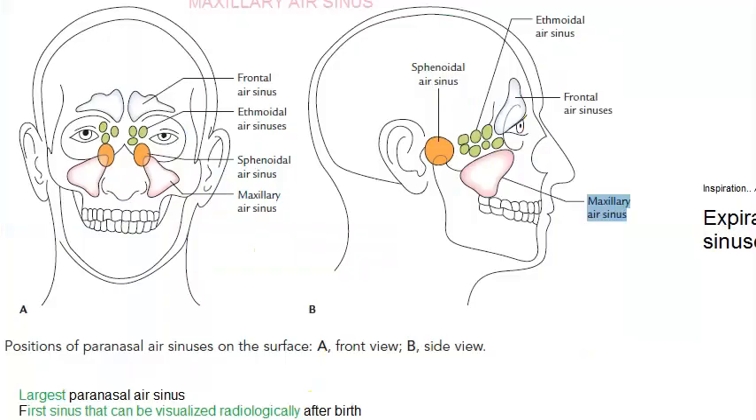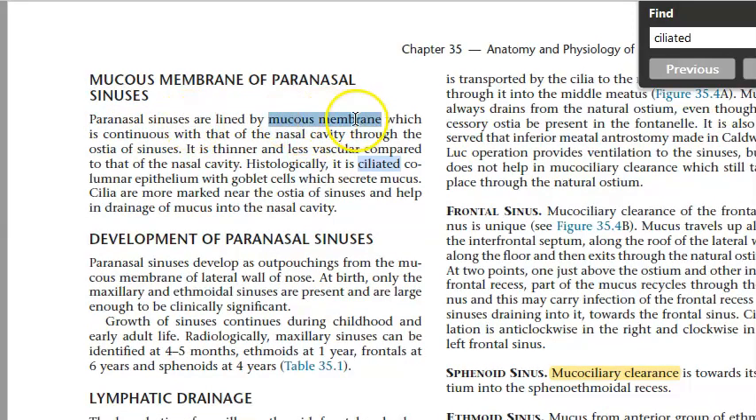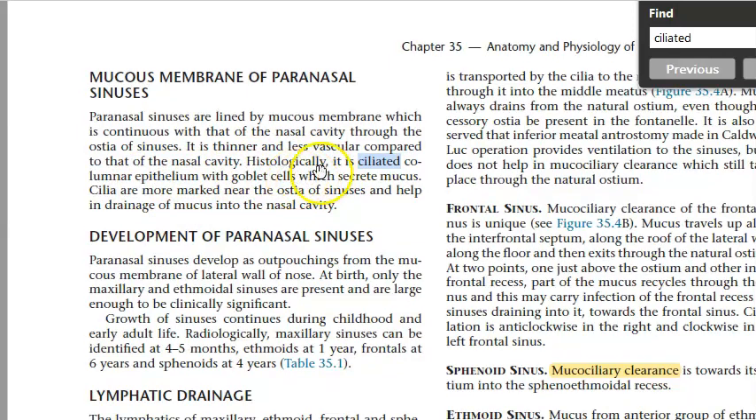Okay. So here you have the maxillary air sinus shown here. So this will have what epithelium? Ciliated columnar, okay. The other maxillaries here, they'll have what epithelium? Ciliated columnar. According to the textbook, mucous membrane of paranasal sinuses, what are these? The paranasal sinuses are lined by mucous membrane which is continuous, okay, with that of the nasal cavity. It is thinner and less vascular compared to that of the nasal cavity. Histologically, it is ciliated columnar epithelium with goblet cells which secrete mucus.